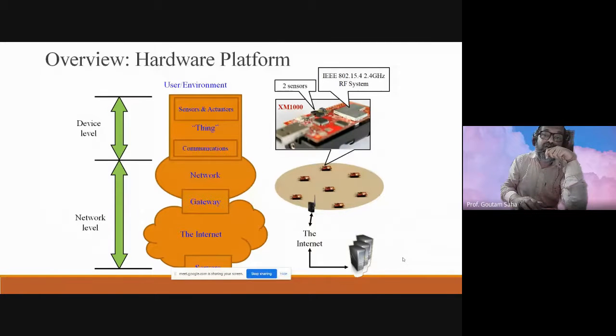So, overview of the hardware platform: sensors, communication, network, gateway, and internet. This is the whole thing. This is the device level: sensors, things, and communication. And the network level is gateway and internet and other decision making, etc. This is another architecture in a different way, actually.